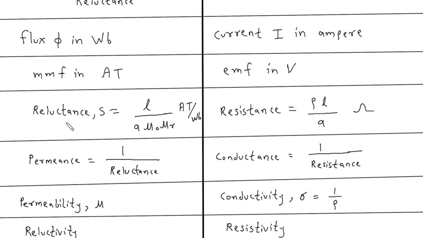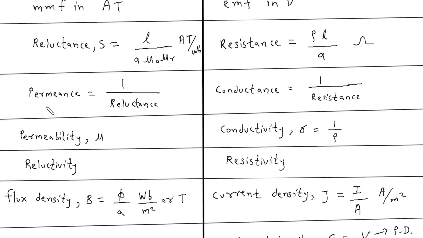In a magnetic circuit, reluctance is denoted by capital S, which is equal to L upon A mu 0 mu r, where L is the length, A is the area, mu 0 is the permeability of air or vacuum, and mu r is the relative permeability. Its unit is ampere turn per Weber. In an electric circuit, resistance is equal to rho L by A, where rho is the resistivity, L is the length, A is the area. Its unit is ohm. Reluctance and resistance both resemble.